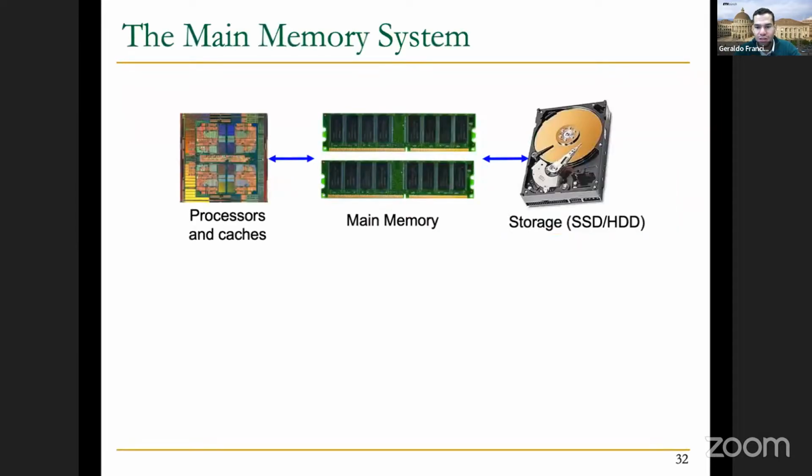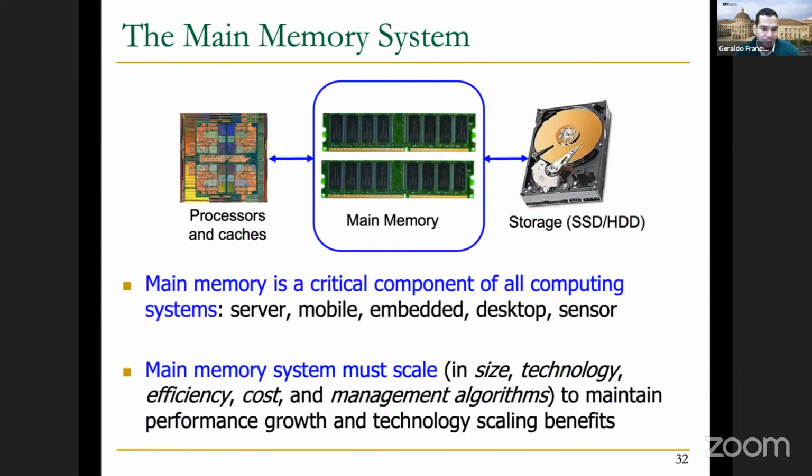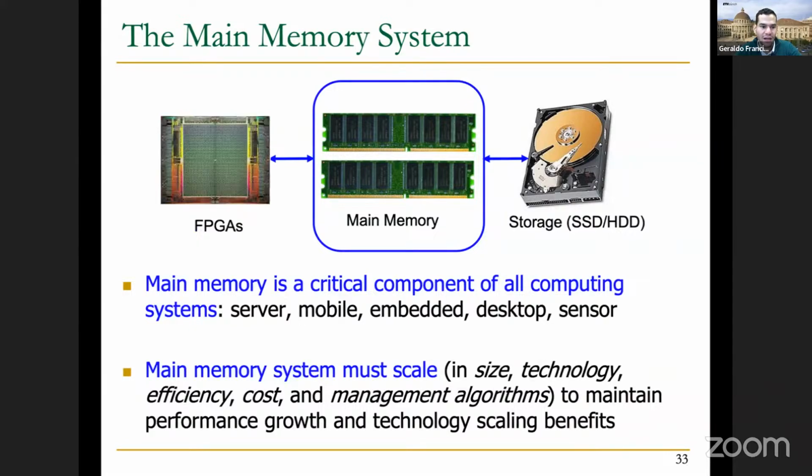The main thing that we are going to deal with in this class is the main memory system. Main memory today is a critical component in your system, independent of the system, whether you use a server, a mobile system, a desktop, or embedded systems. And the main property of a main memory in a system is that it needs to scale: in terms of technology, in terms of size or capacity, in terms of cost, and in terms of management, so that the entire system can scale as well.